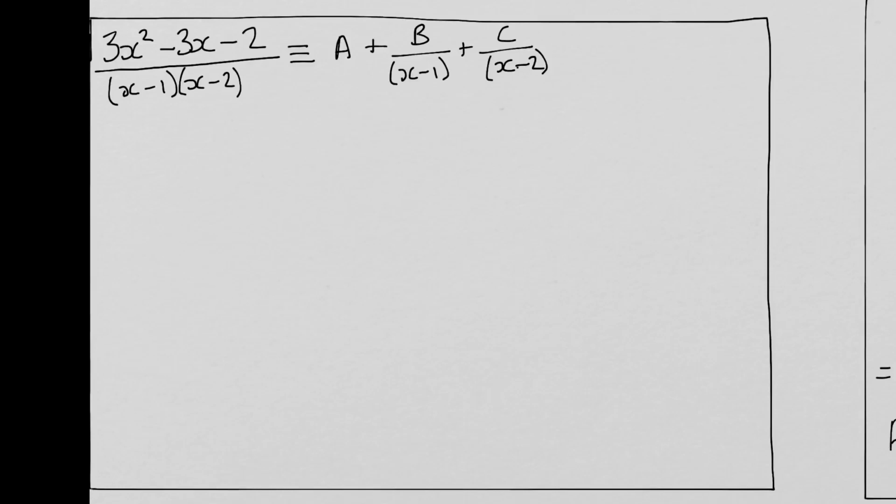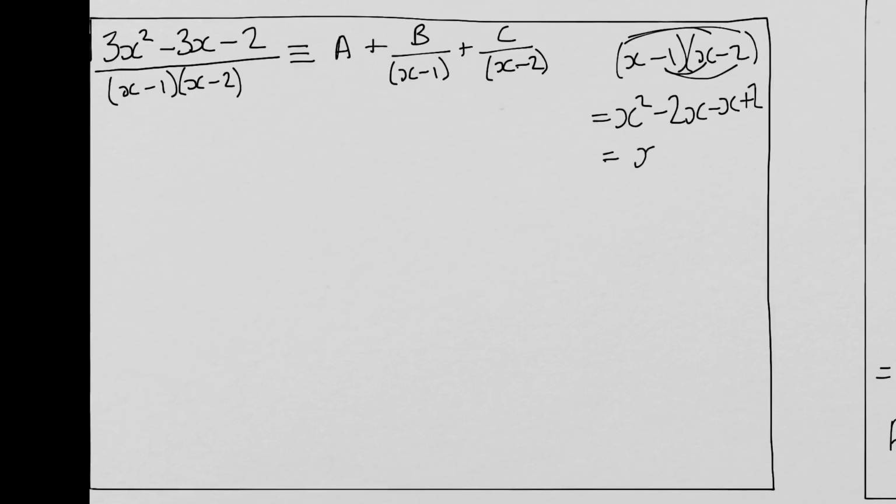You're just going to have to do that first bit of expanding the denominator there on that left-hand side. So if we just consider that quickly, x minus 1 times by x minus 2. So x times x is x squared. X times by minus 2 is minus 2x. Minus 1 times by x is minus x. And then minus 1 times by minus 2 is plus 2. So collating all of that together, x squared minus 3x plus 2.